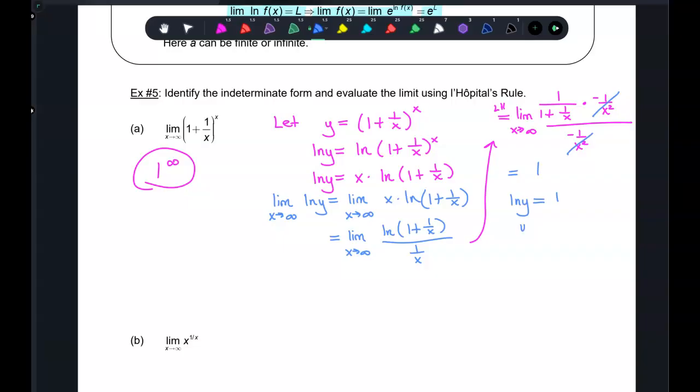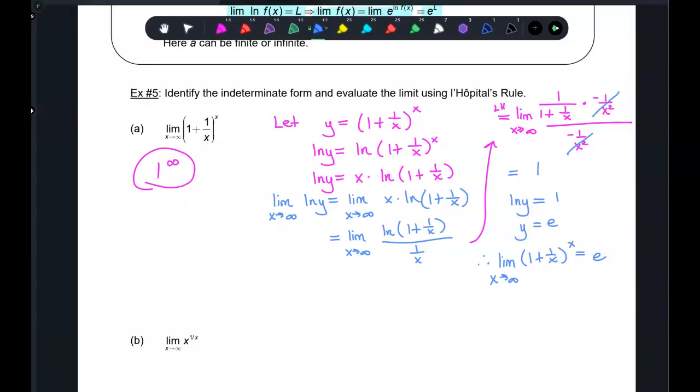Therefore, isn't it like the limit as x goes to 0? Yeah, but we evaluated the limit. Even though I said it was of both sides, basically whatever we get here is going to be our natural log. So natural log of y equals 1, so y equals e. Therefore, the limit of this original is equal to e.